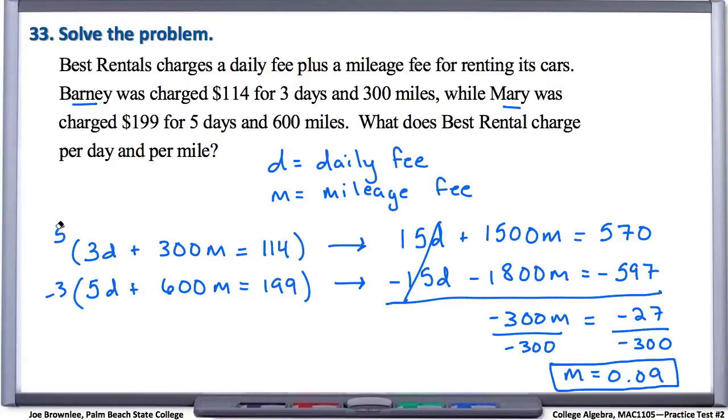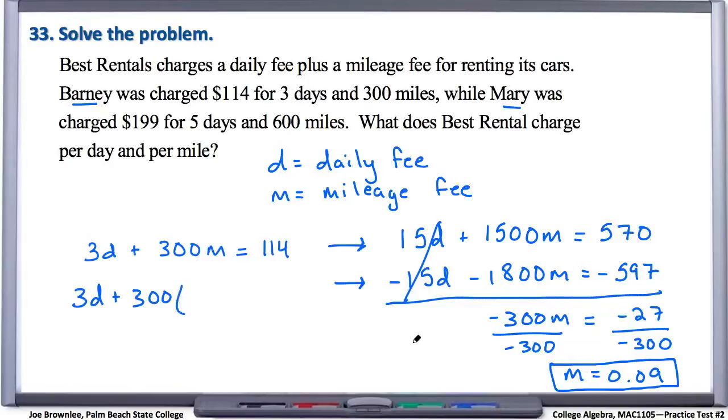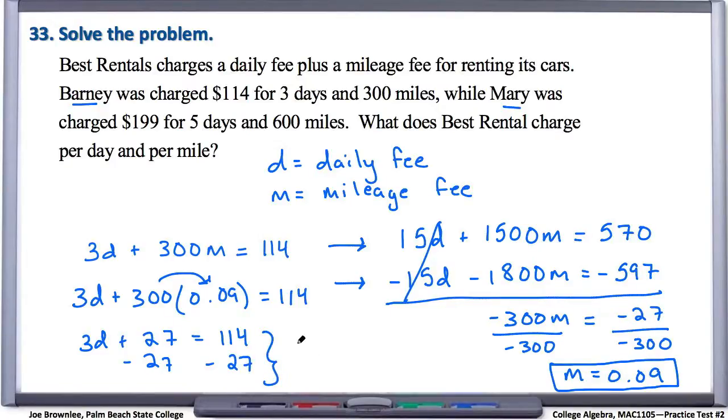I'm going to get rid of all of the work so we have a little bit of room. We'll use this equation to solve for D now that we have M. So we have 3D plus 300M, and we know M is 0.09, equals 114. We distribute the 300: 300 times 0.09 is 27. So 3D plus 27 equals 114. We subtract 27 from both sides, so 3D equals 114 minus 27, which gives us 87. When we divide by 3, we end up with D equals 29.